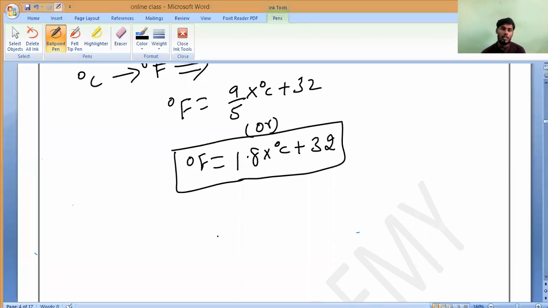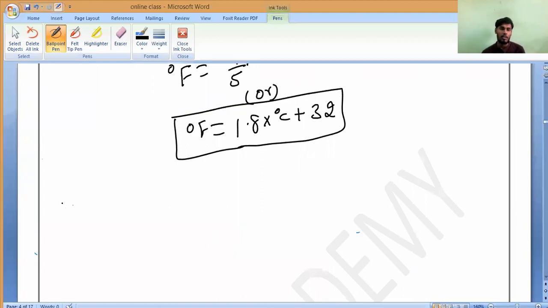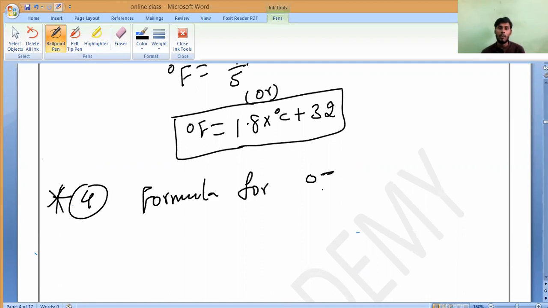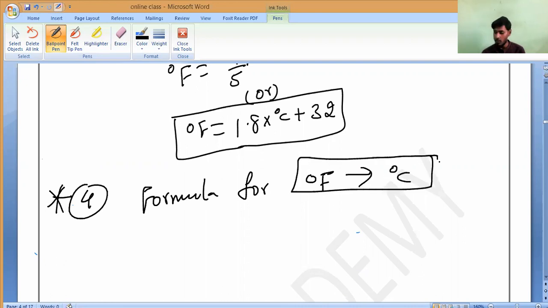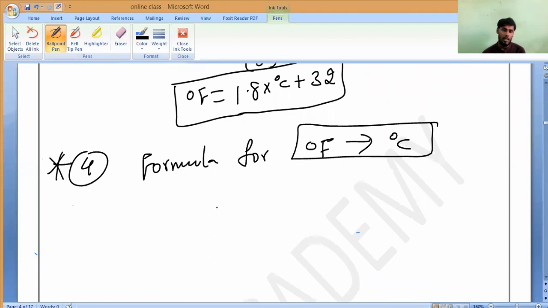So now, let us go for the reverse relation. They have given the second formula, number 4, I think. The formula for degree Fahrenheit to degree Celsius. So now you see, it is the reverse relation.